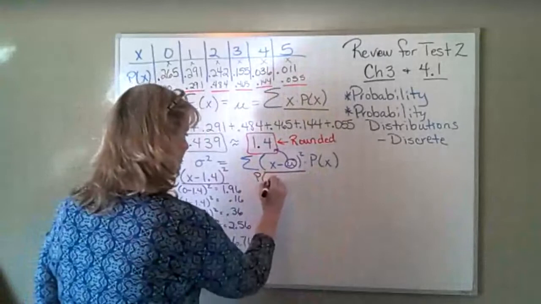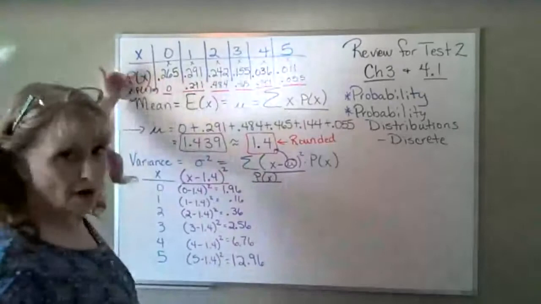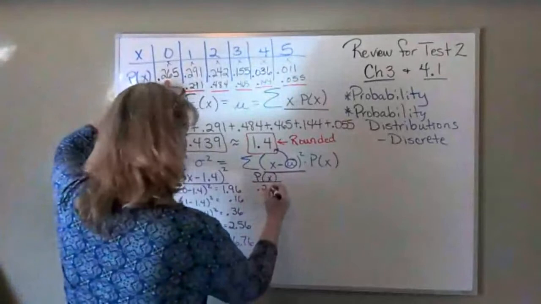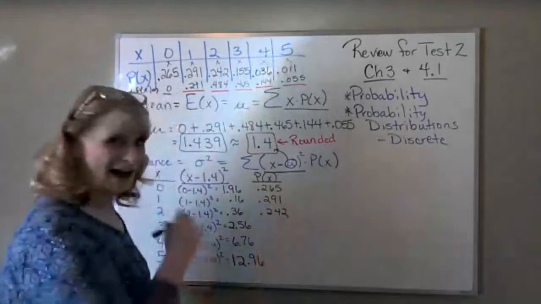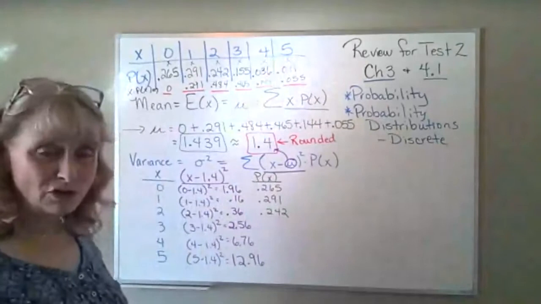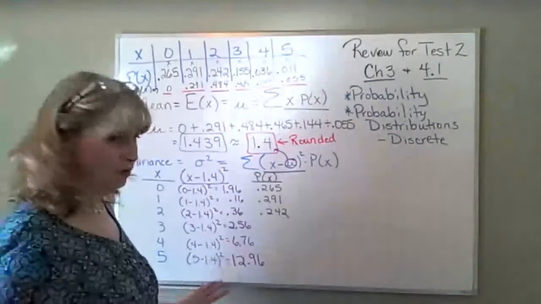I'm just going to copy those probabilities they gave me. That's this row up here. So the probability that there were zero defects was 0.265. For one, it was 0.291. For two defects, it was 0.242. You might want to actually draw a chart with lines. If you want, use a straight edge. I'm going to show you what work I would want to see. If I ask you to show the work for this, it's going to be hard to show all of this work.